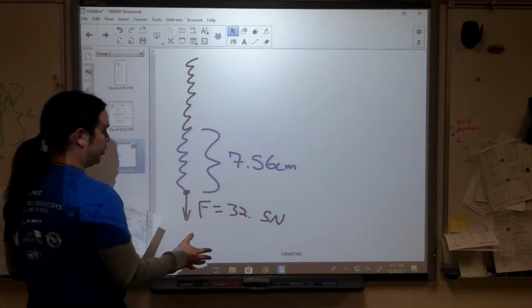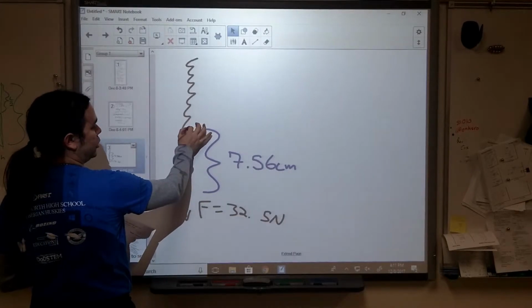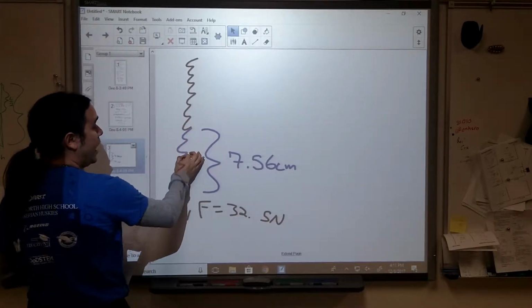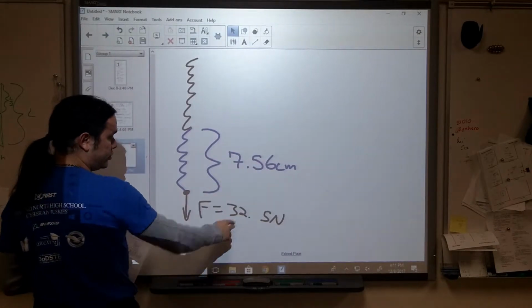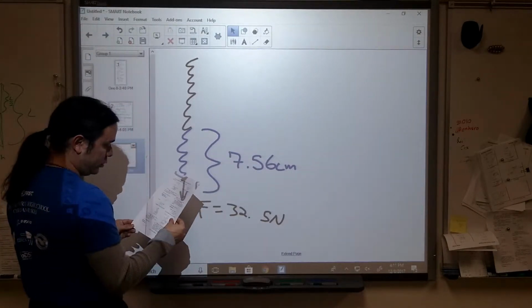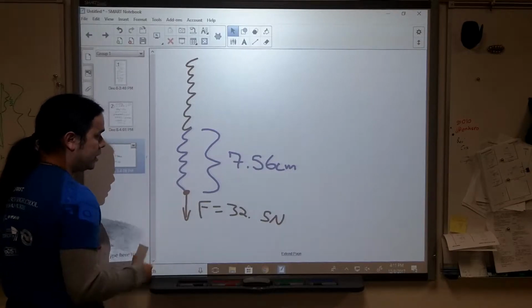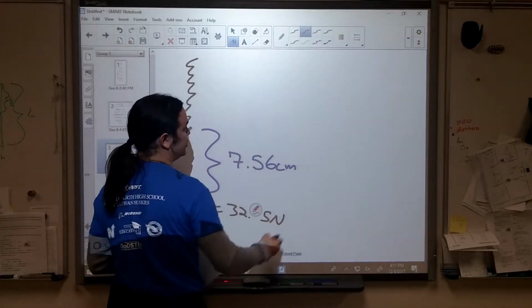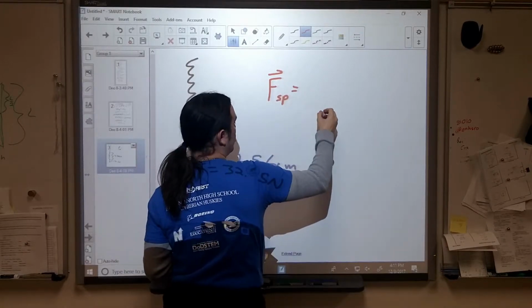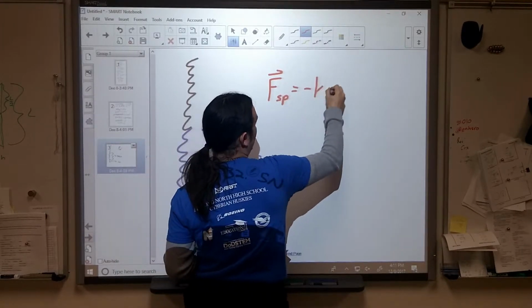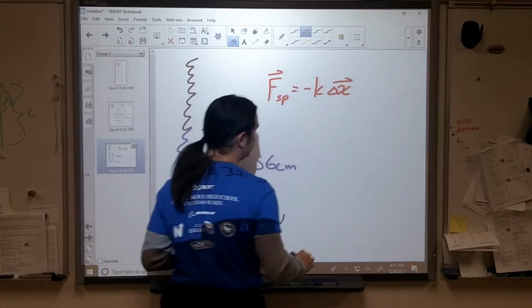Why it says 0 to 32.5 is because up here we started with a force of 0, and as I pull down, I have to pull harder and harder. But when I get to here, 7.56 centimeters, we've got 32.5 newtons. That's how hard we've got to pull. So, using Hooke's law, we're going to find that our spring force is equal to negative k delta x.